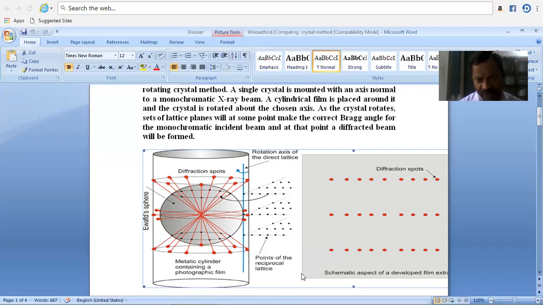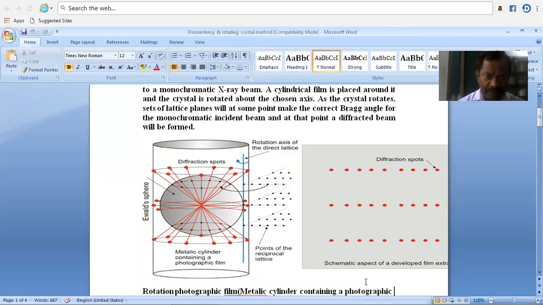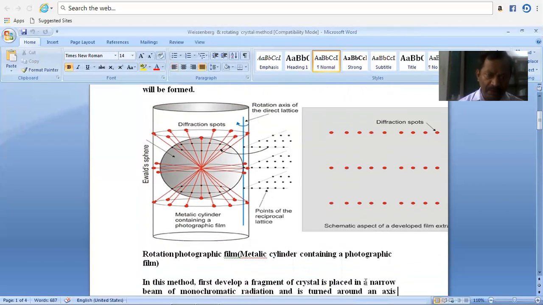After the diffraction, we will develop the film. Then we can see the diffraction spots like this. The schematic aspect of a developed film you can see here. This is the method of Weissenberg rotating crystal system. So now we can see how it works.